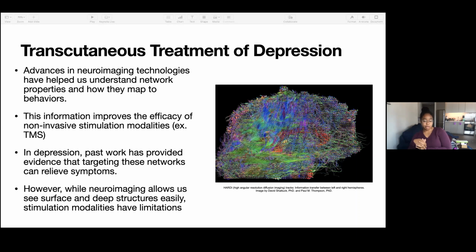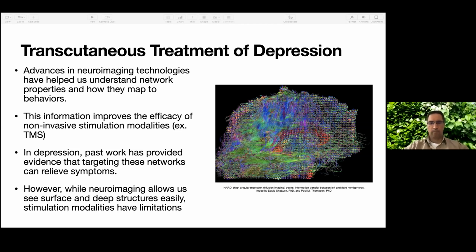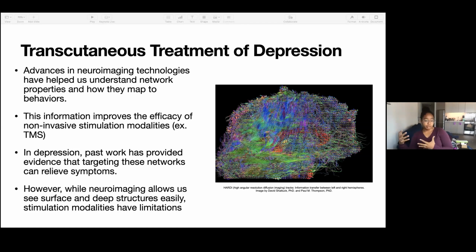I'm going to be focusing somewhat on transcranial magnetic stimulation for this talk, but this definitely applies to other modalities as well. Specifically in depression, work in the Human Connectome Project has shown that it's definitely possible to improve spatial targeting of TMS. However, while neuroimaging allows us to see these surface and deep structures relatively easily, the stimulation modalities themselves have limitations in terms of the structures that they can reach and with what level of specificity, due to the underlying physics that govern these systems.